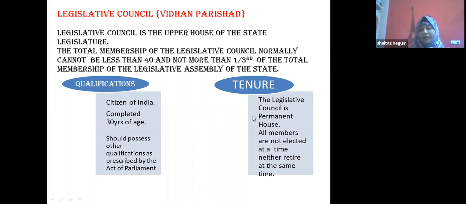The Legislative Council is a permanent house, so it cannot be dissolved or suspended by anyone. It remains the same. All members of the Legislative Council are not elected at a time, and neither do they retire at the same time. The Legislative Assembly also meets at least twice a year and there shall not be a gap of more than 6 months between each session. The term of members for Legislative Council is 6 years, and 1/3 of its members retire after every 2 years.